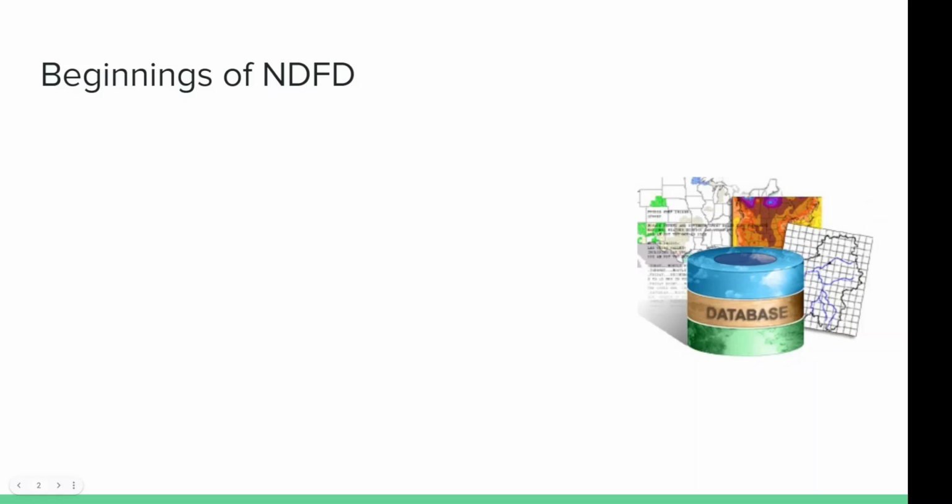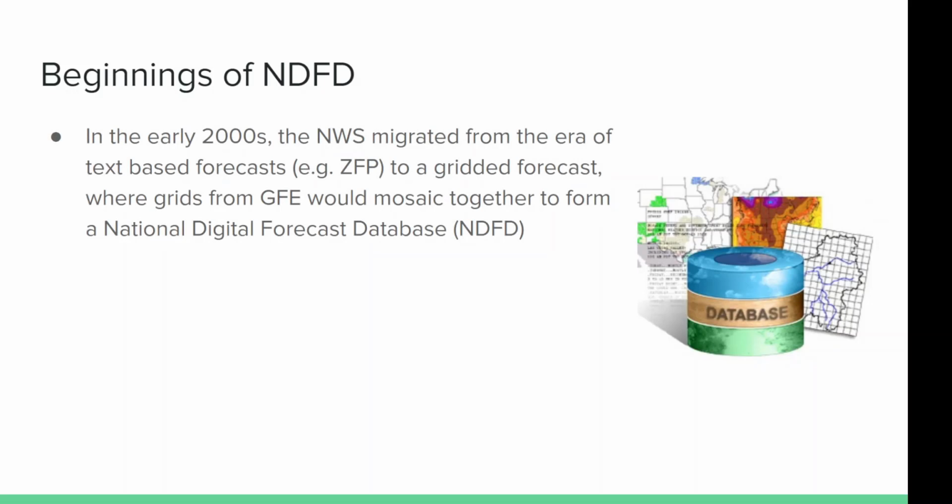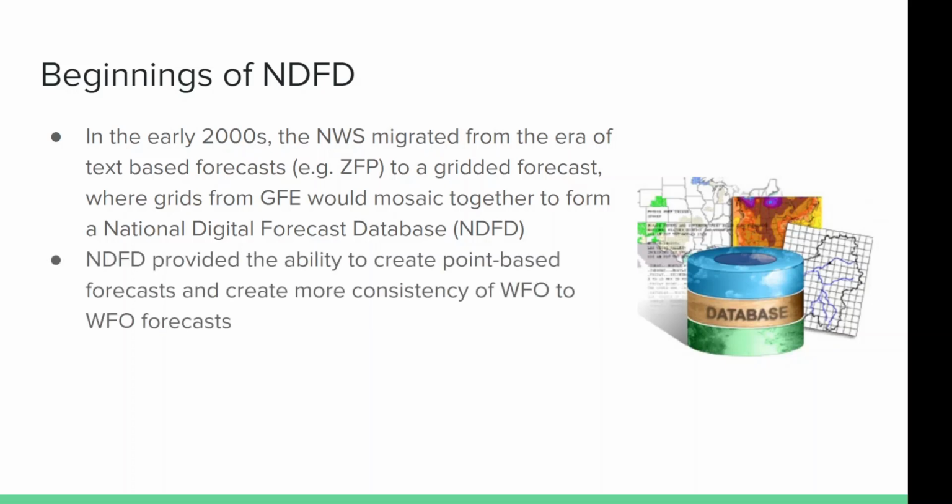So as we know, gridded forecasts have been part of NWS operations for nearly 2 decades. In fact, in the early 2000s, the NWS migrated from the era of text-based forecasts, like the ZFP, the Coastal Waters Forecast, and so on, to a gridded forecast where grids from the GFE would mosaic together to form a National Digital Forecast Database, or the NDFD. The great thing about the NDFD is that it provided the ability to create point-based forecasts and to create more consistency from WFO to WFO.